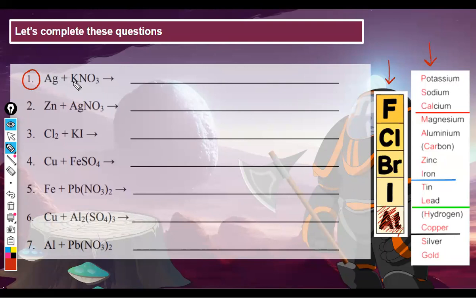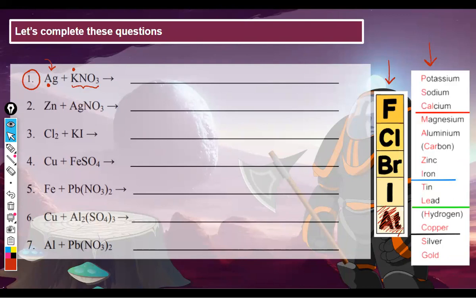So for the time being, potassium is combined with nitrate. Silver comes up, and you're looking at the metals here. The two metals that are in battle are silver and potassium. Who is more reactive, potassium or silver? You just have to look at the chart here, and it's going to be to the side for all the questions. Naomi, correct. Who is more reactive, silver or potassium?